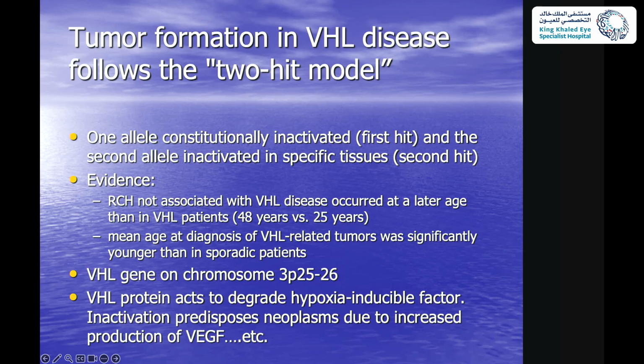And so the mean age for the VHL diagnosis, the related tumors, were significantly younger than for those in the sporadic patients. The gene is located on chromosome 3p25 to 26, and essentially it blocks the actions of the VHL protein. The VHL protein acts to degrade the hypoxia-inducible factor. So the inactivation of the protein will cause increased production of VEGF and cause the tumor to develop.